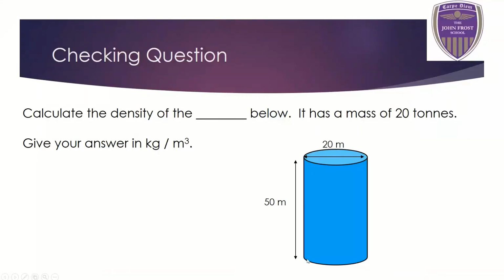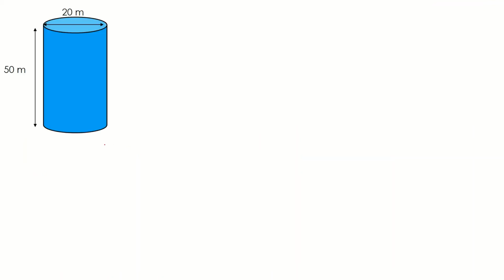Here's the checking question. So pause the video, write it down, have a go, and come back when you're ready for the answer. Okay, it says work out the density of the blank below. Well, remember, this is a cylinder. Remember, it's like a can of beans. It's got a mass of 20 tons. Give your answer in kilograms per meter cubed. Right. So I think I'll go on to a blank slide here. All right. It's got a mass of 20 tons.